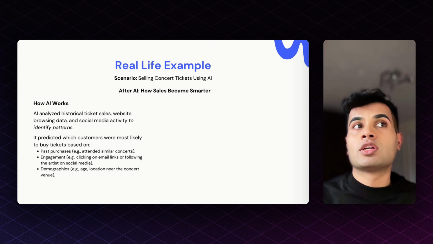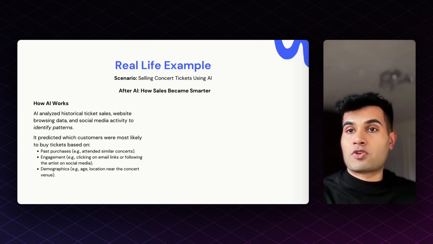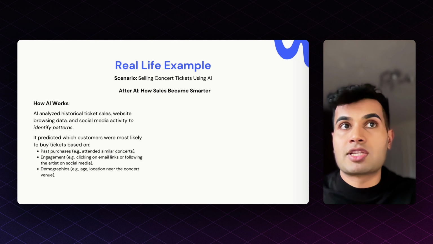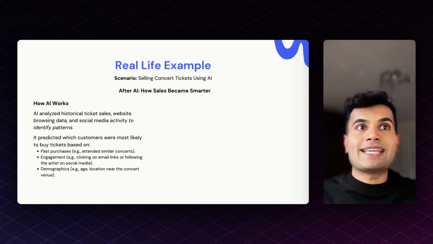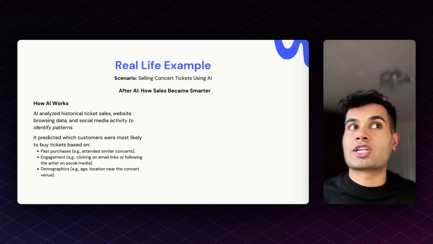Thirdly, from a demographic perspective, there's no point sending someone a Taylor Swift concert in America if they're based in India. It just doesn't make sense. So we can segment based on age and location as well, using the power of AI to make sure our hit rate is a lot more optimal.